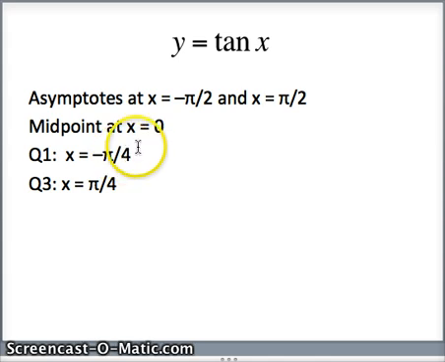What about our quarter points? Halfway between negative pi over 2 and 0. Negative pi over 2 is negative 2 pi over 4. And 0, halfway there would be negative 1 pi over 4. And my quarter point between 0 and the ending one, 0 and 2 pi over 4, halfway is positive 1 pi over 4. So starting point, ending point, midpoint, quarter point, quarter point. Of course, the starting points are really starting asymptotes, but we have 5 values we need to graph our tangent function.